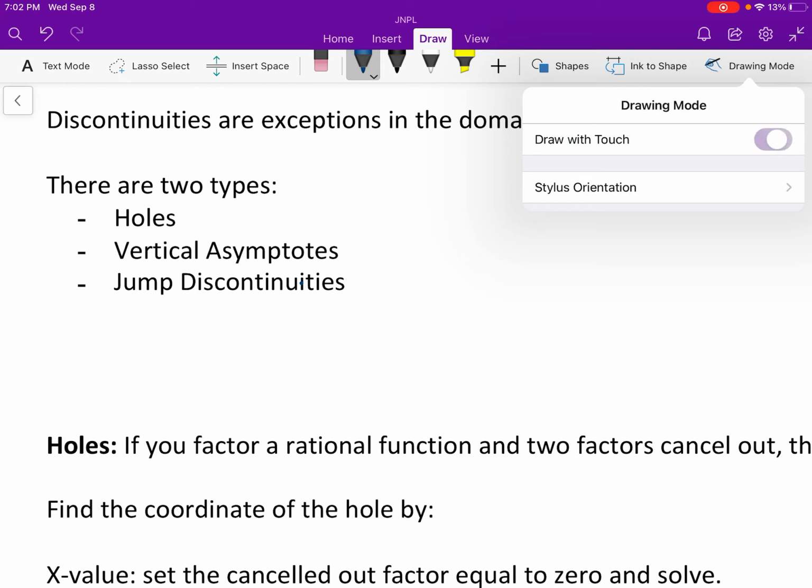So, what are discontinuities? They are exceptions in a domain. We already looked in the last video, remember we said if there's a fraction or radical, then there is an exception. But what do those exceptions mean? What are they?